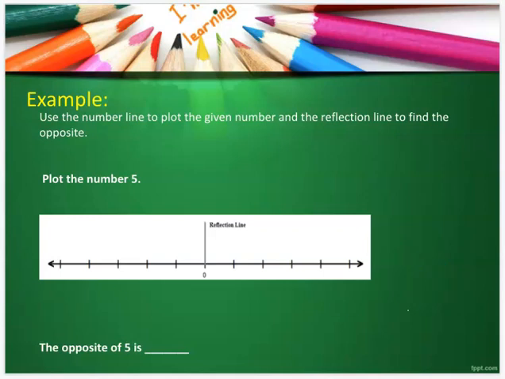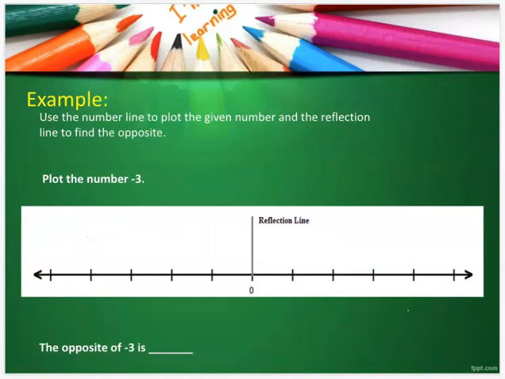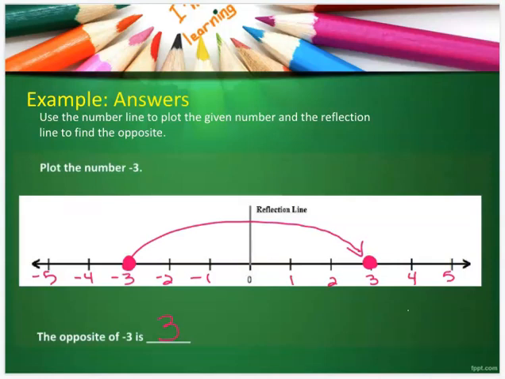So try that, and you might see that the opposite of +5 is -5 because they're the same distance from 0 on the number line. Try it again with -3. So the opposite of -3 is +3, and you can see right here that they're the same distance from 0 on the number line.